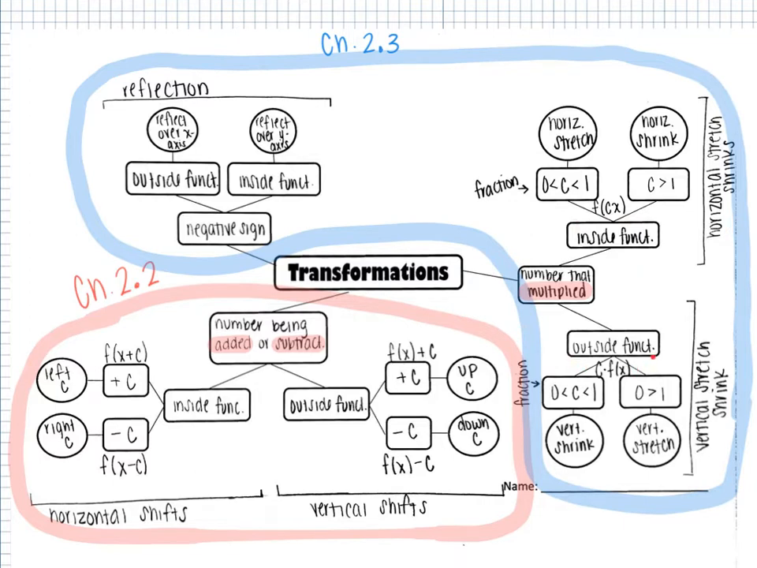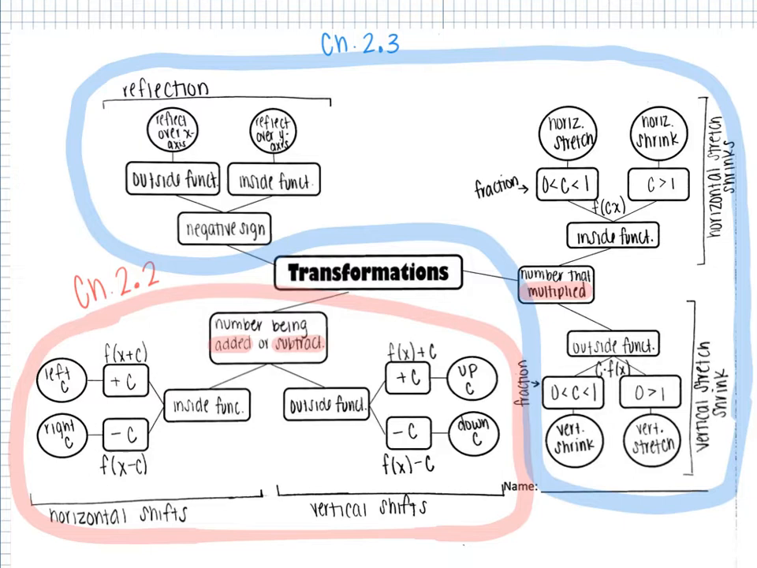The other option is to be outside the function. So you'll see that the C is out front of the function, meaning it is removed from the square root, it's removed from the parentheses squaring, it's removed from the absolute value bars. If it's between 0 and 1, it's a vertical shrink. If it's bigger than 1, it's a vertical stretch.